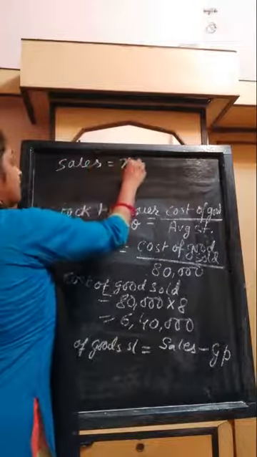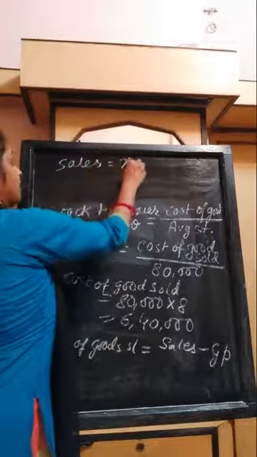6,40,000 is equal to X minus 20X by 100. 20% of X, that is 20% of sales. Why X minus 20X by 100? Please listen carefully. Because X is sales, we have assumed X as sales, minus 20X by 100, minus GP. GP was 20% of X. If we remove the percent, we are getting 20 by 100 on X. So 20X by 100. This is 6,40,000.